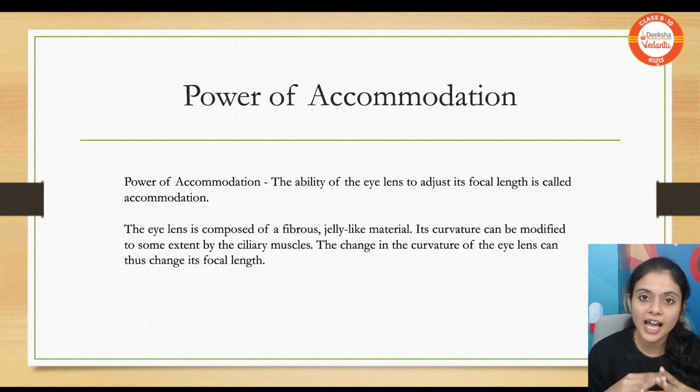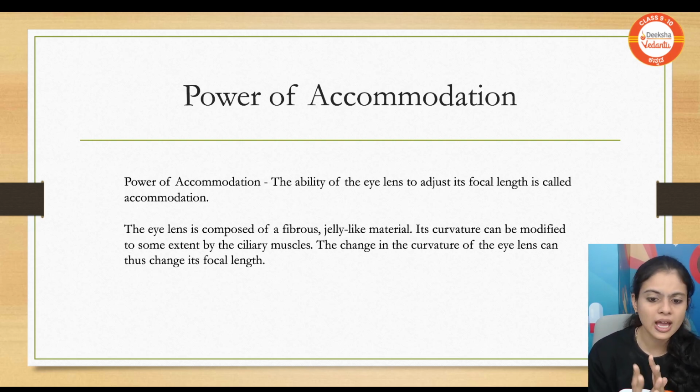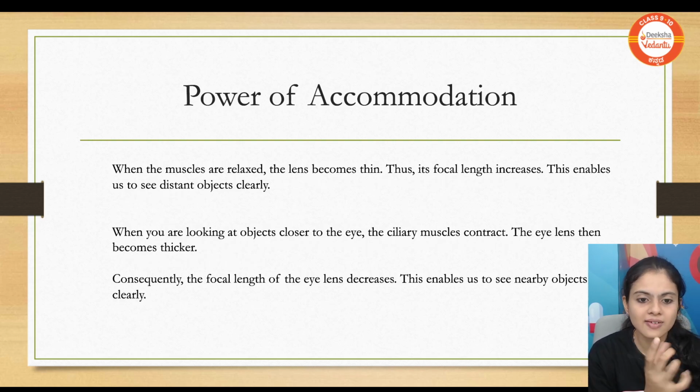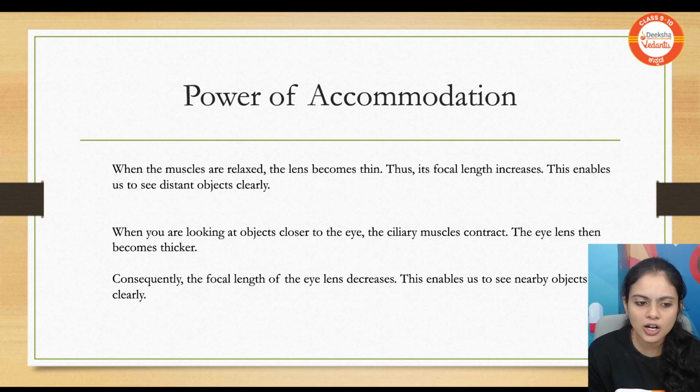Its curvature can be modified, as I said, by the movement of ciliary muscles. So we have already discussed this. Moving forward, I have said that when the muscles relax, the lens becomes thin and the focal length increases. All of these concepts I have told you earlier.